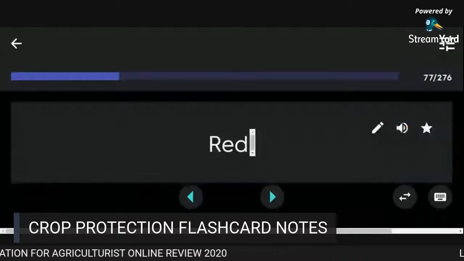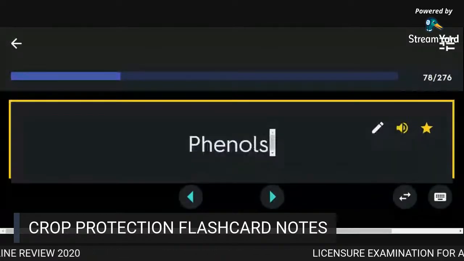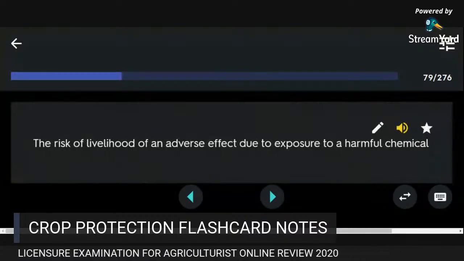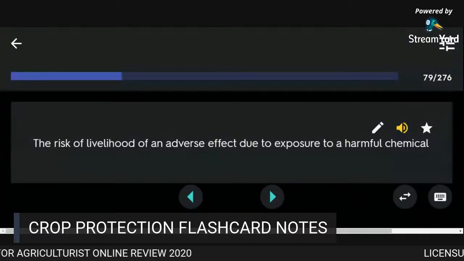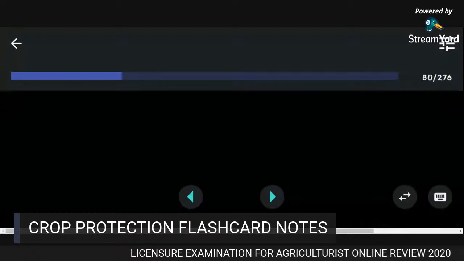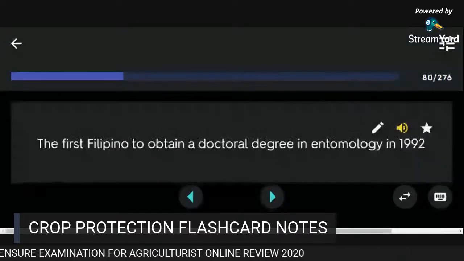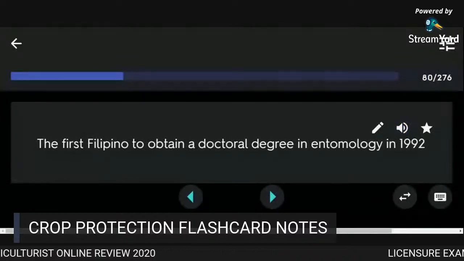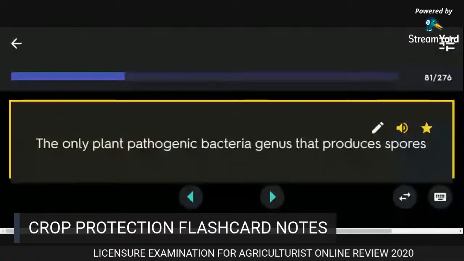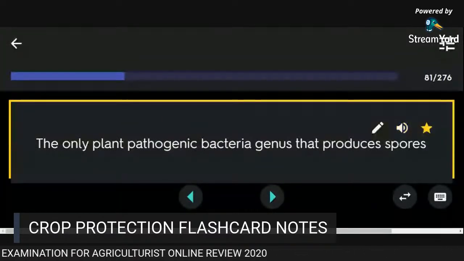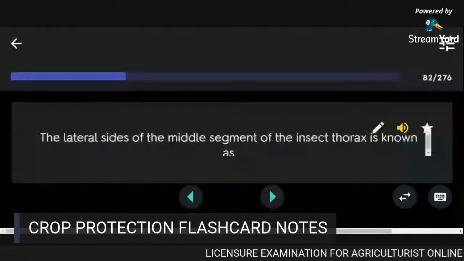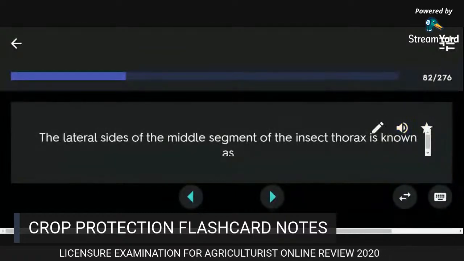The color band of highly toxic pesticides. The first organic herbicide belongs to what chemical family of herbicides? Phenols. The first Filipino to obtain a doctoral degree in entomology in 1992: L.B. Uichanco. The only plant pathogenic bacteria genus that produces spores: Streptomyces. The lateral sides of the middle segment of the insect thorax is known as mesopleuron.